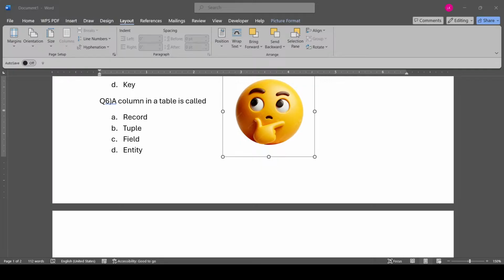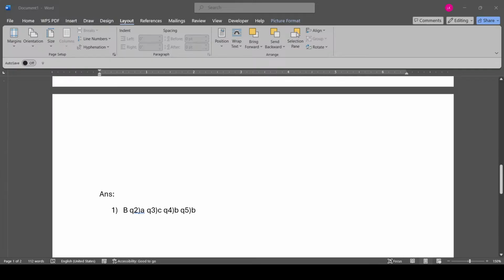Whenever we talk about the column in a table, then that is called a field. Record means row. Tuple is also another name for the record, and entity is the name of the table. So the right answer is C. Question number 6, C.